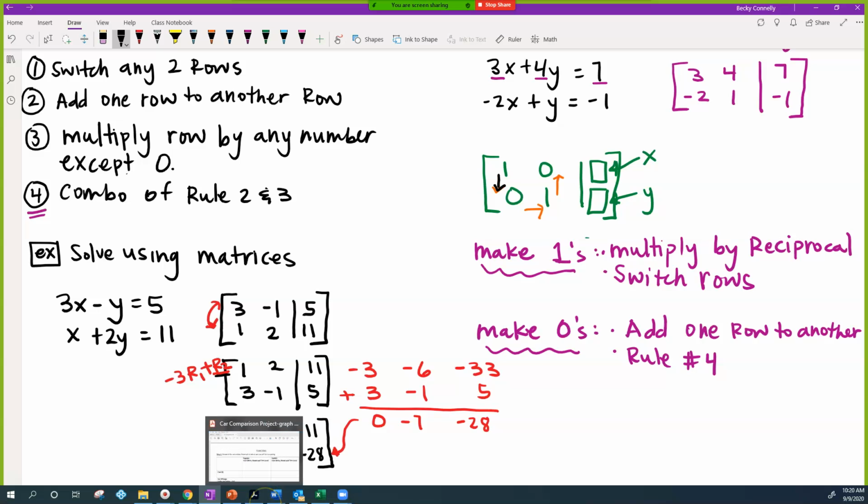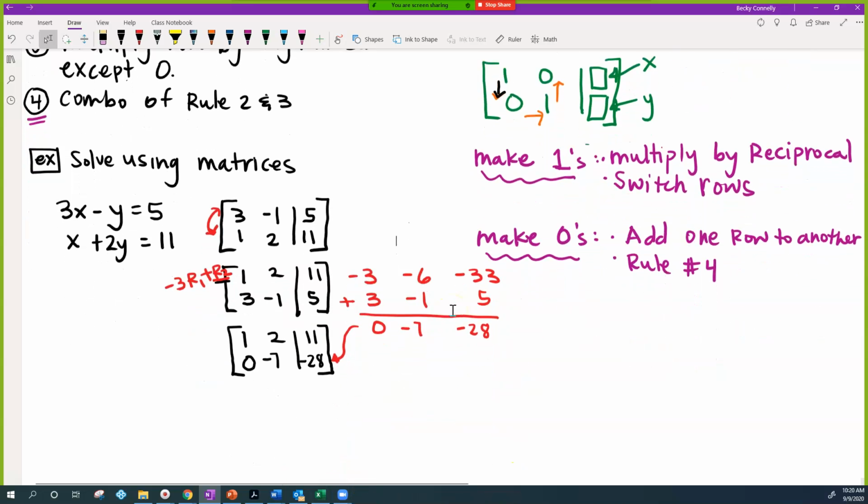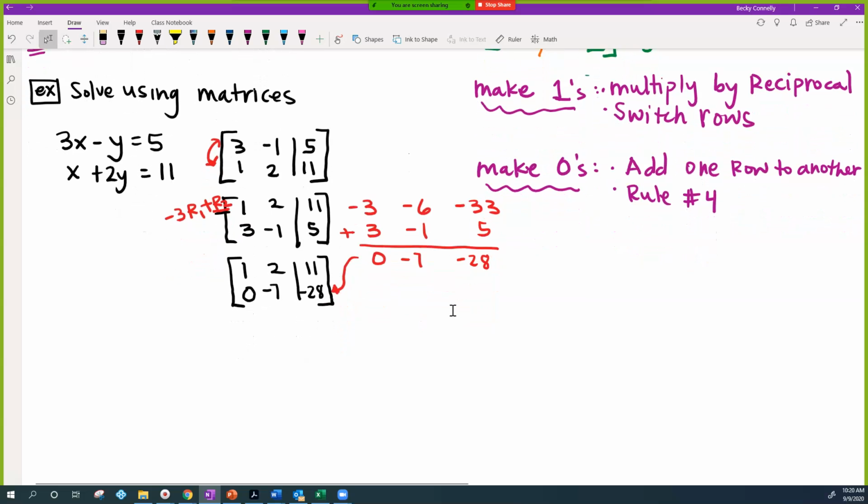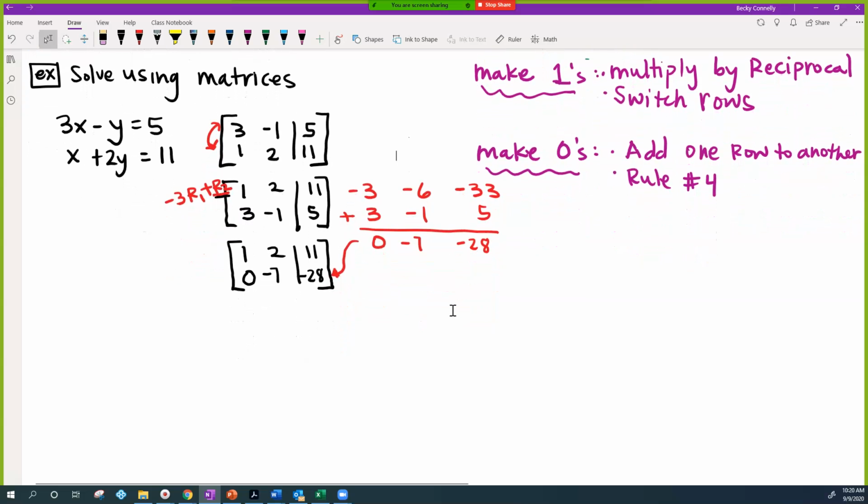Okay, let me stop right there for a second and make sure everybody's with me. What questions do you have so far? Okay, so we made the 1, we made the 0. Now we need to make a 1 in the bottom right-hand corner. So how can I make that -7 into a 1? How would we do that, Gabby?